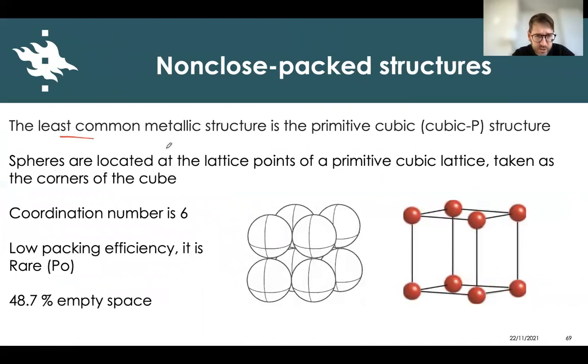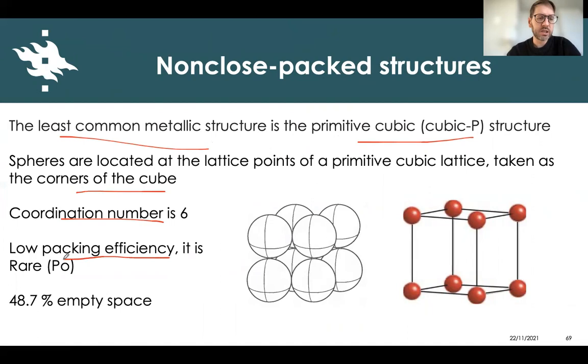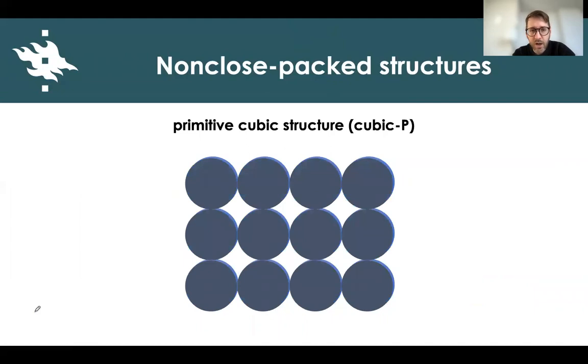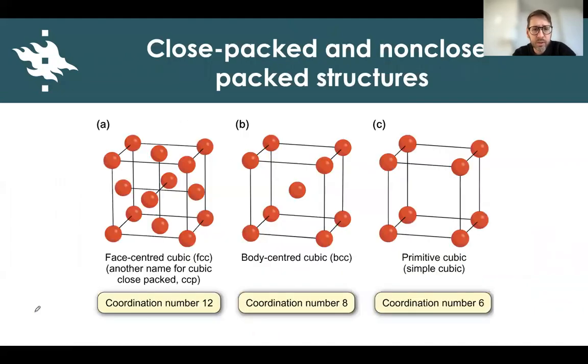Also, a least common metallic structure is the primitive cubic structure, in which the spheres are located at the lattice points of a primitive cubic lattice, taking the corners of a cube. The coordination number in this case is 6, and the packing efficiency is pretty low. So this is rare, only observed for polonium, for example. And in this kind of structure, we have 48.7% of empty space. So this will be the arrangement of a primitive cubic structure.